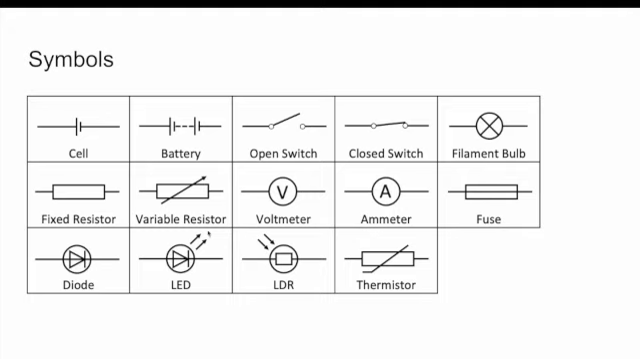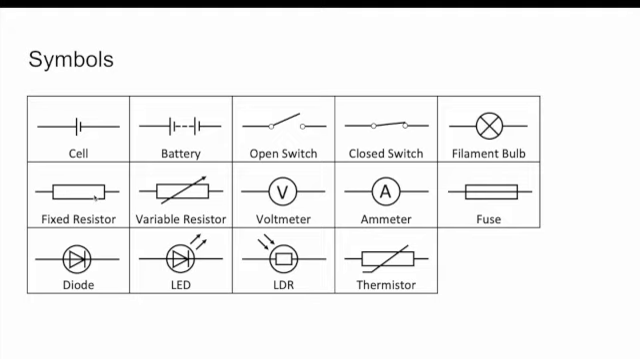So in circuits, there are going to be some symbols. You don't have to memorize them, but these are symbols that you might see, and it's good to know what they are. For example, this right here is a cell. Two cells connected together is a battery. This just means an open switch. This means a closed switch. This is a filament bulb, so that's just a lamp.